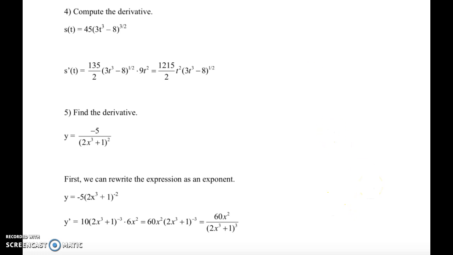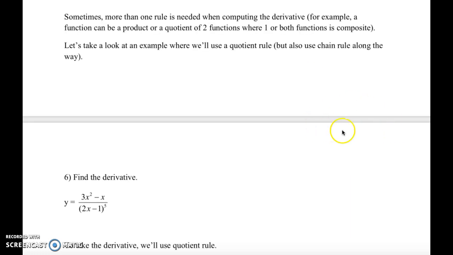Right, now sometimes we're going to have to use both rules. I'm sure you guys have been wondering if that's going to happen. So what I want to do is find the derivative of 3x squared minus x divided by 2x minus 1 to the 5th power. So our f of x in this case would be 3x squared minus x, and our g of x would be 2x minus 1 to the 5th power.